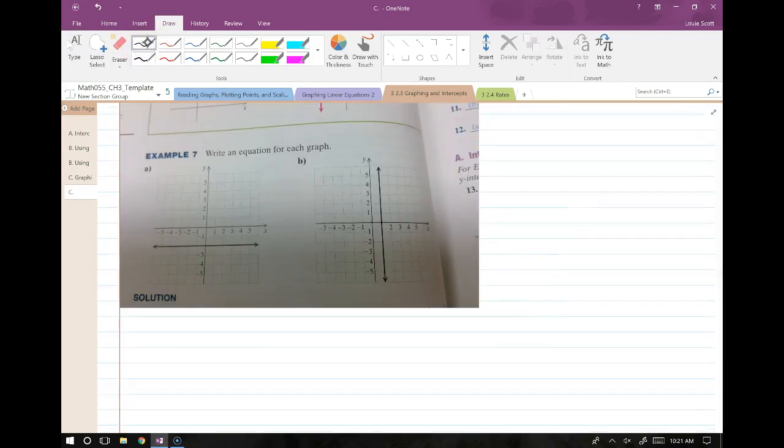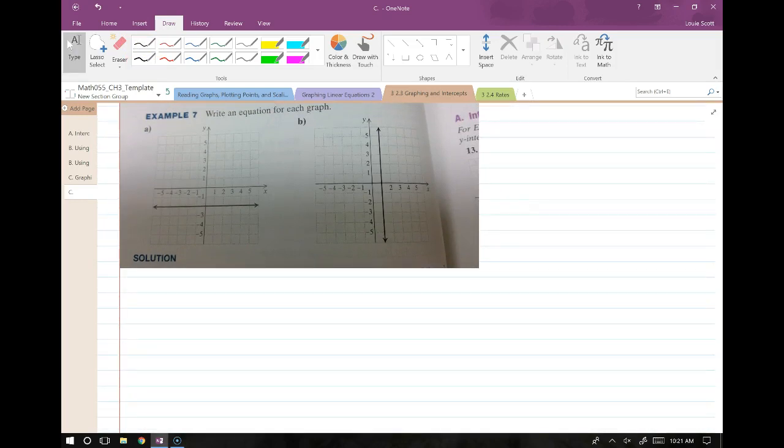Here's an example where they ask us to write an equation for each graph. All we need to do is notice that this is a horizontal line for part A here. So this is an x equals something equation. We just need to find where that horizontal line lies. It looks like we have a -3 down here, -1 up here. This is -2. So x equals -2 is the graph of this horizontal line. All right, so part B, this is a vertical line. So this is going to be a y equals something problem.